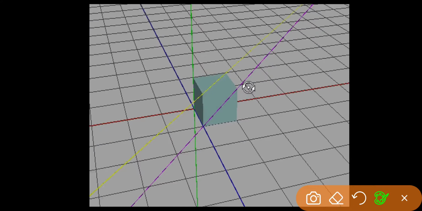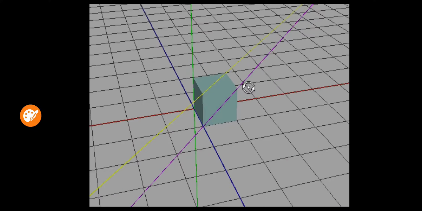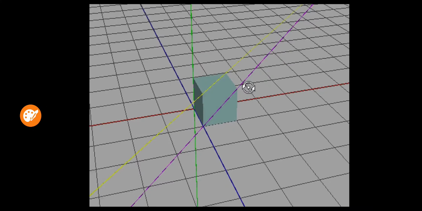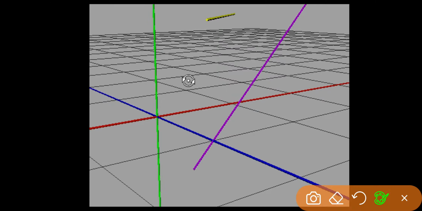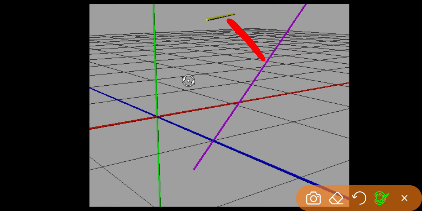If I extend these two lines, this one will be parallel to this axis, and the other one will be going top and bottom. This one will make it more clear. See the distance between them, you can clearly see that. So they will never intersect. These kind of lines are called skew lines.